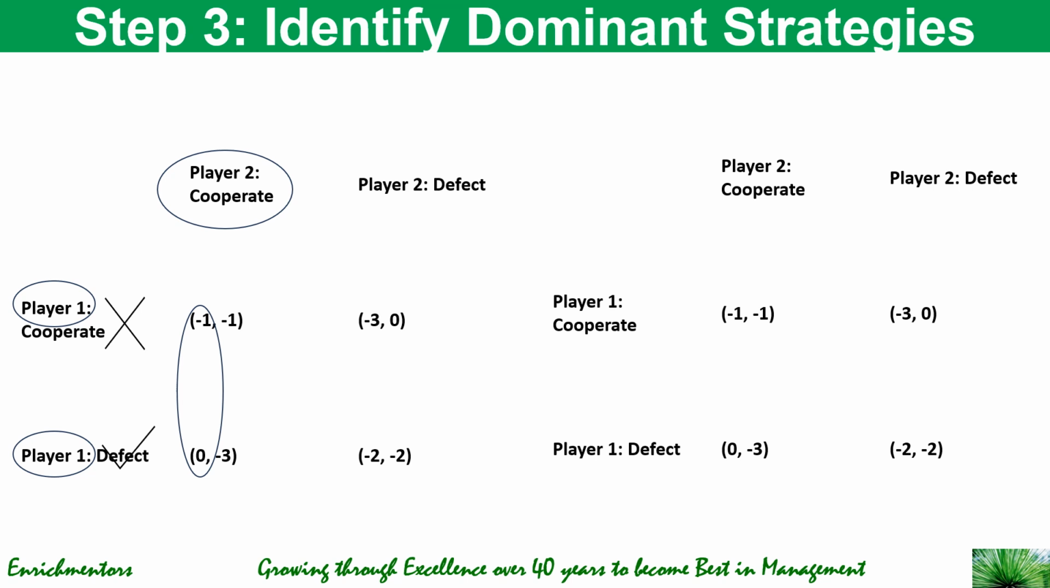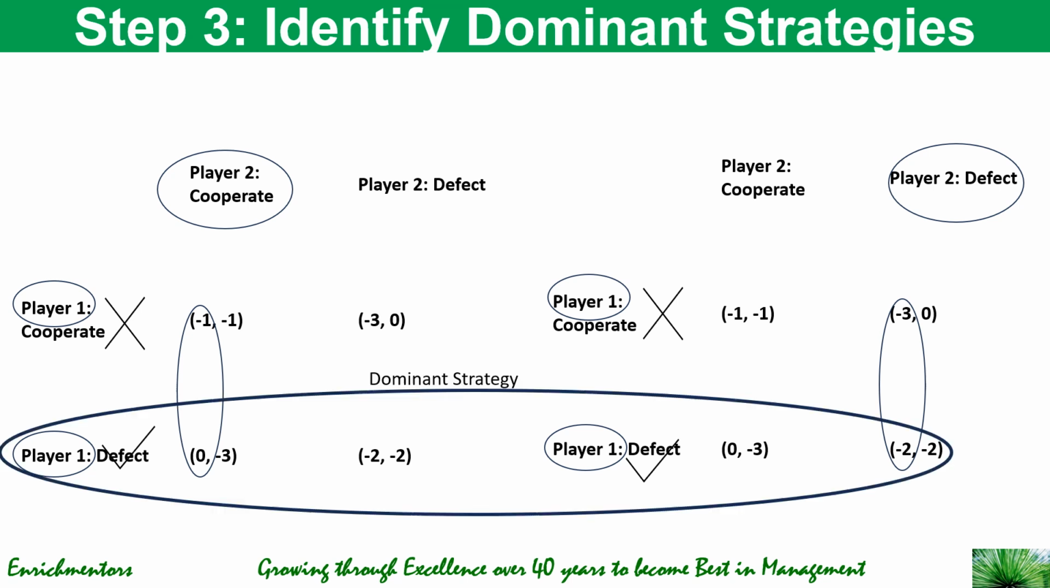Now let's look at what happens for player 1 if player 2 defects. There again we see that if player 2 defects instead of cooperating, defection is a better strategy than cooperating. Again, why? Because with defection he gets less imprisonment, 2 years, versus 3 years for cooperating. So in any case for player 1, whether player 2 cooperates or defects, defection is a better strategy. So defect becomes a dominant strategy for player 1.